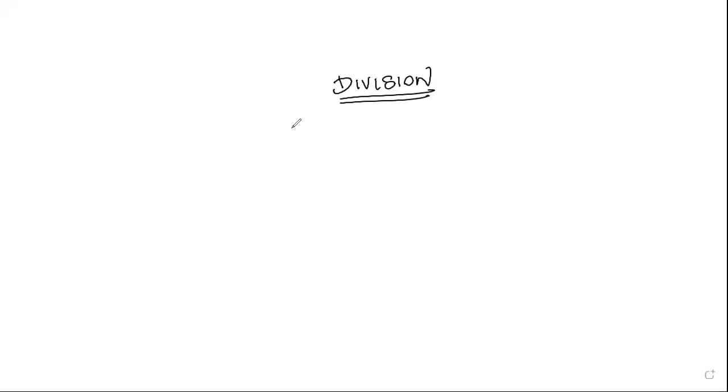So for example, I am taking 15 divided by 3. So we are going to divide 15 by 3. Here, this 15 is called the dividend. And the number by which we are going to divide this 15 is called the divisor. So dividend, divisor. Now I am going to represent it with a picture.